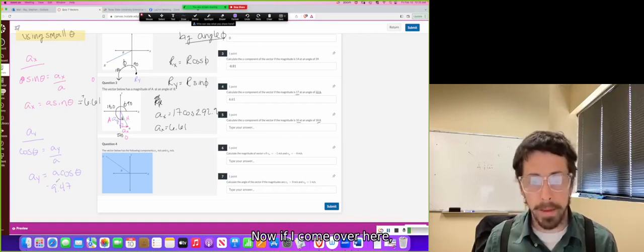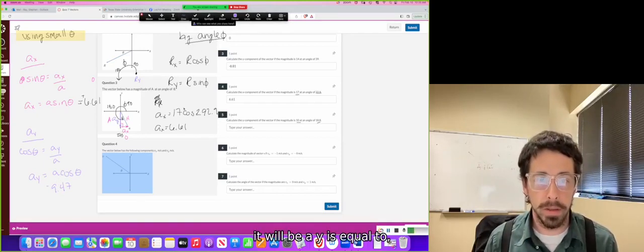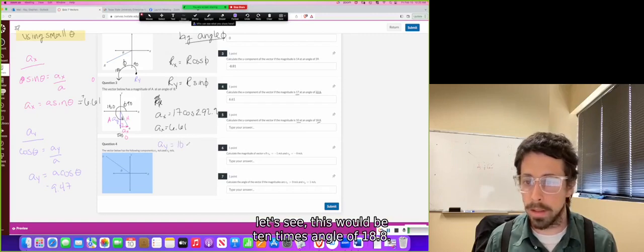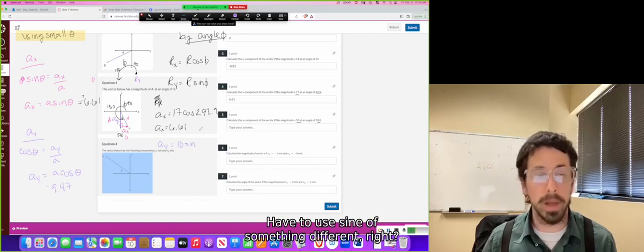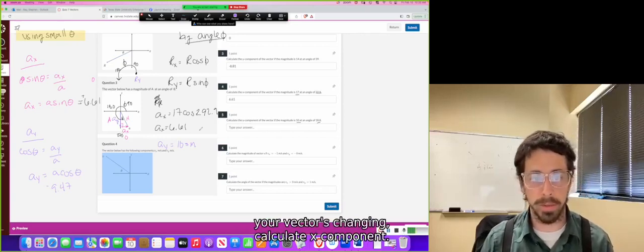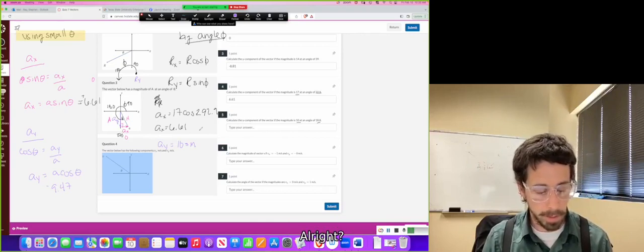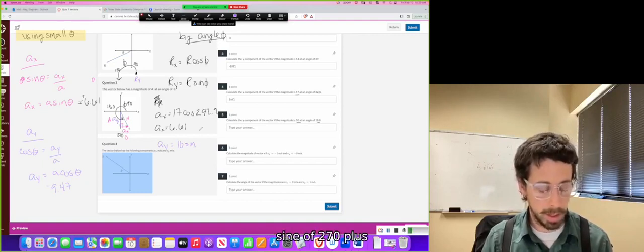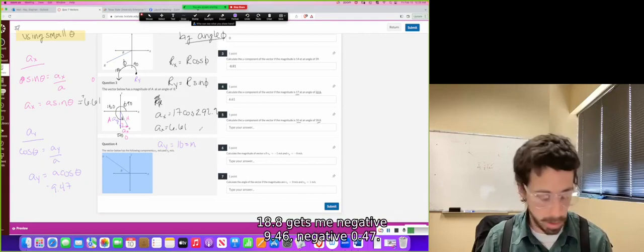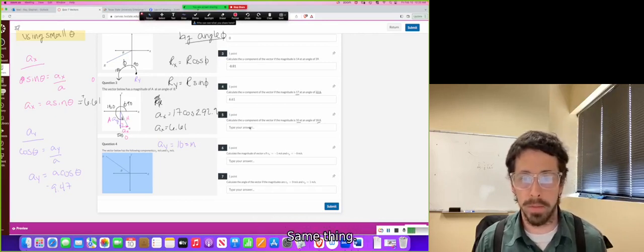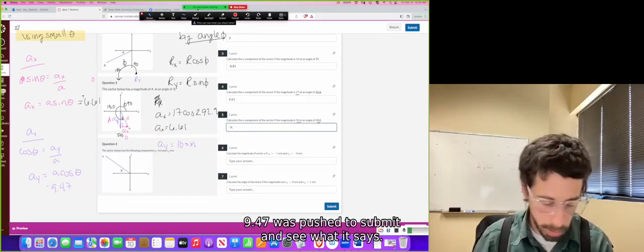Now if I come over here, AY is equal to, let's see, 10 times sine of an angle. I have to use sine of something different, right? So again, different numbers, but it just corresponds to your vector changing, calculating the x component if this is this and this is that. All right. So then 10 times sine of 270 plus 18.8 gets me negative 9.47, same thing. Put that in there, negative 9.47.